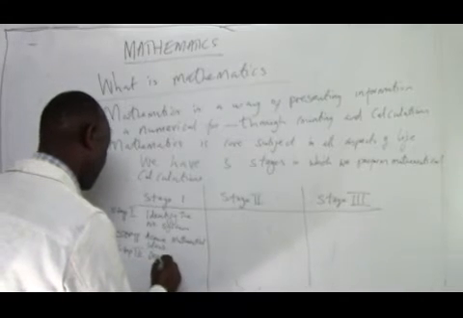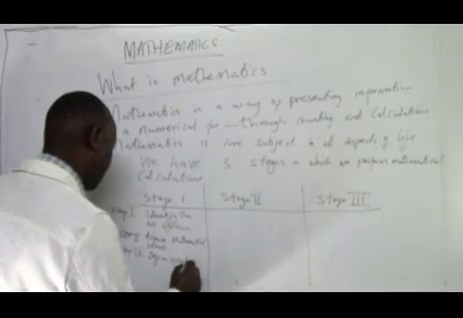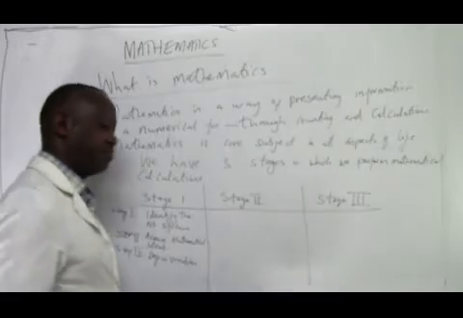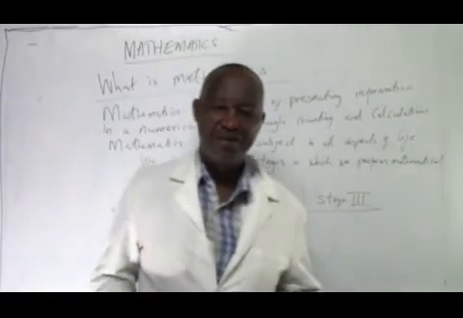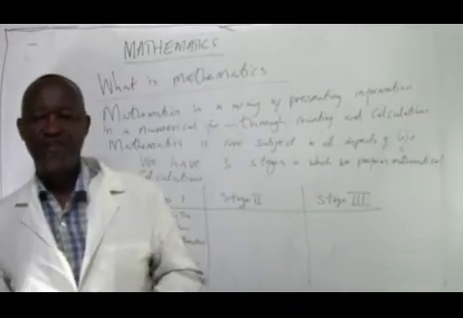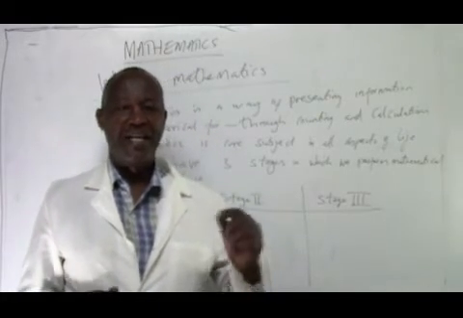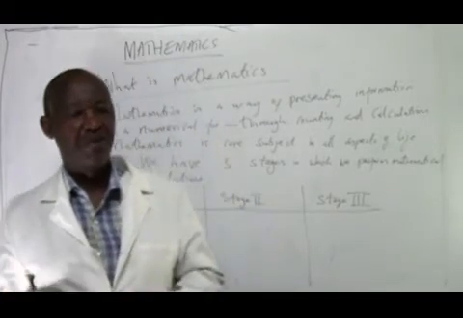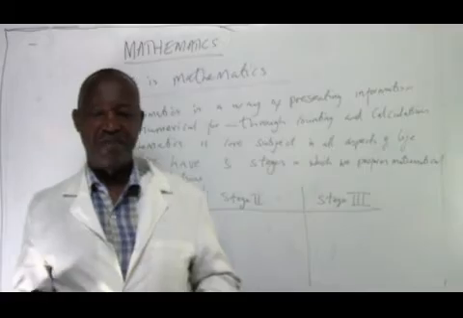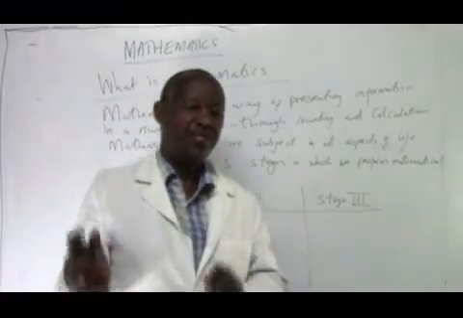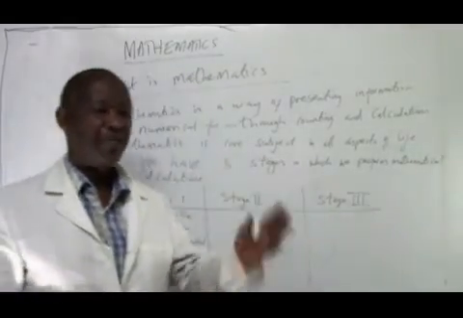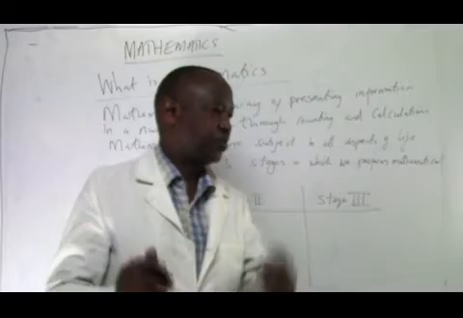For example, if you are talking about a question involving boys and girls in a school, you can say let B equal the number of boys and G equal the number of girls. If you are talking about men and women somewhere, you can say let M equal the number of men and W equal the number of women.